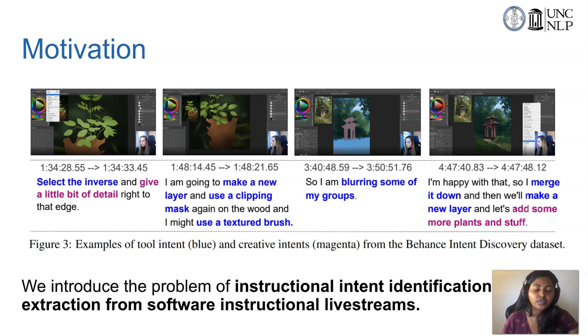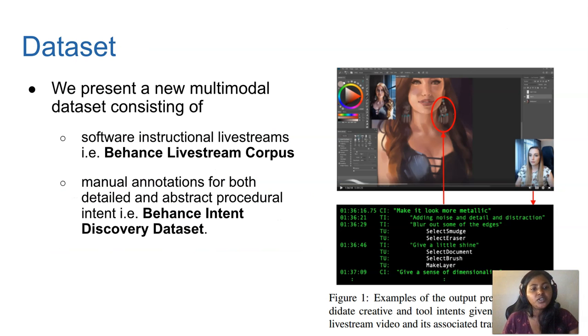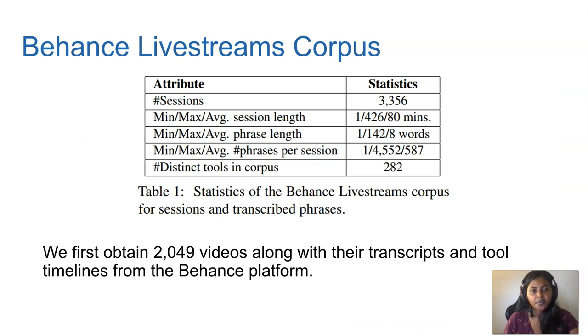Hence, in this work, we introduce the problem of instructional intent identification and extraction from software instructional livestreams. We present a new multimodal dataset consisting of software instructional livestreams, that is the Behance Livestream corpus, and manual annotations for both detailed and abstract procedural intent, that is the Behance Intent Discovery dataset.